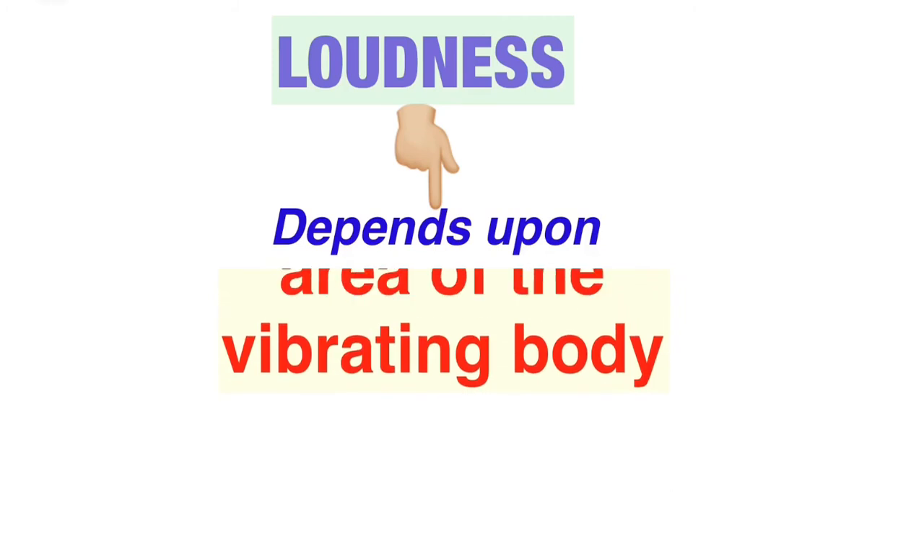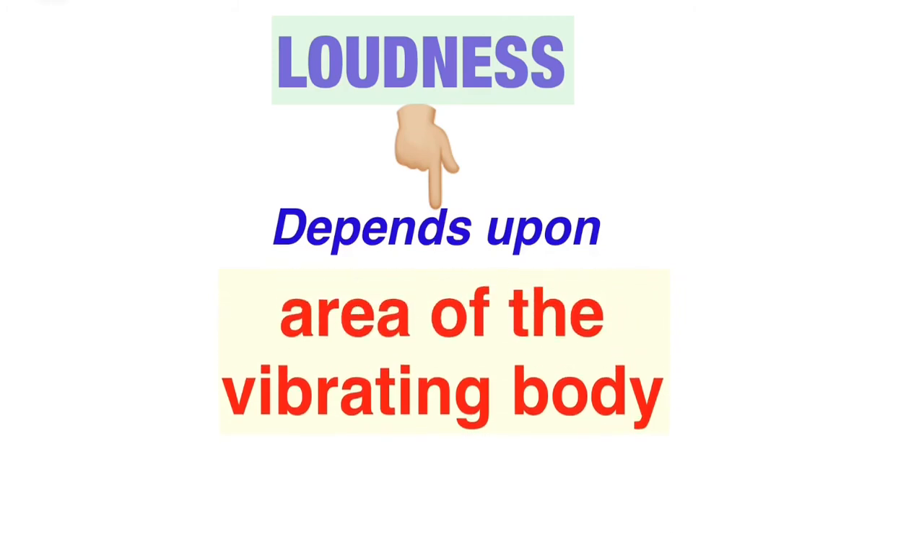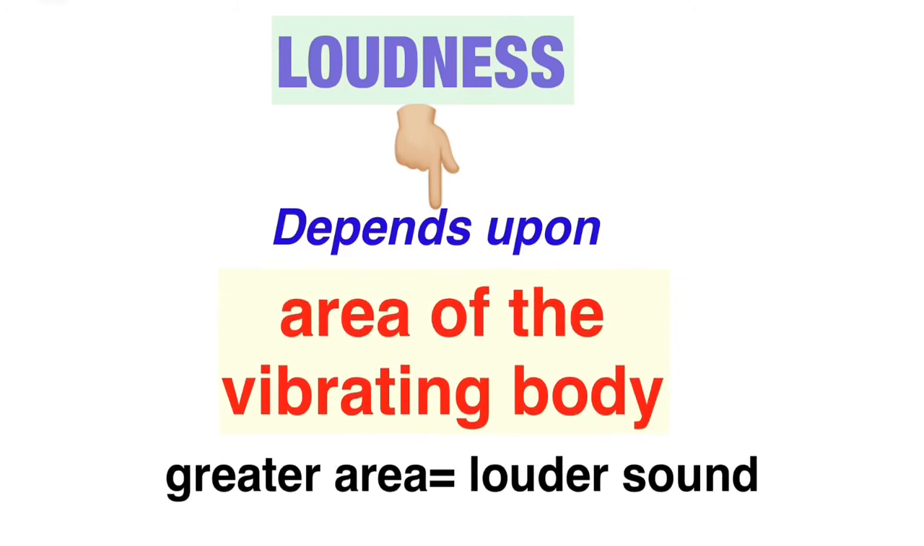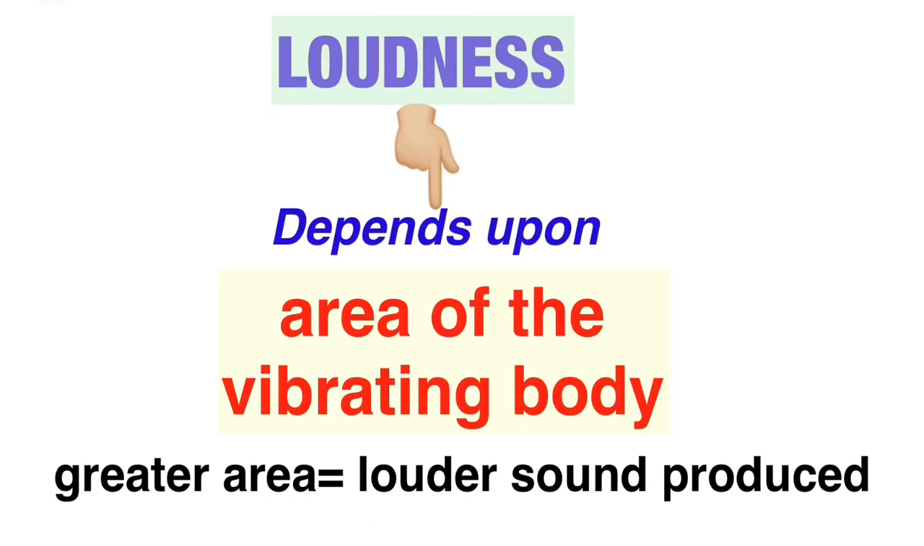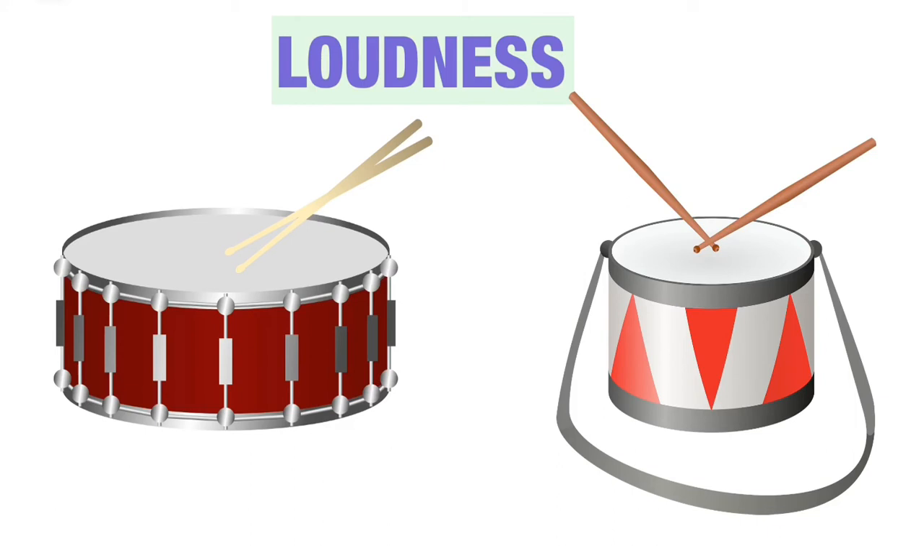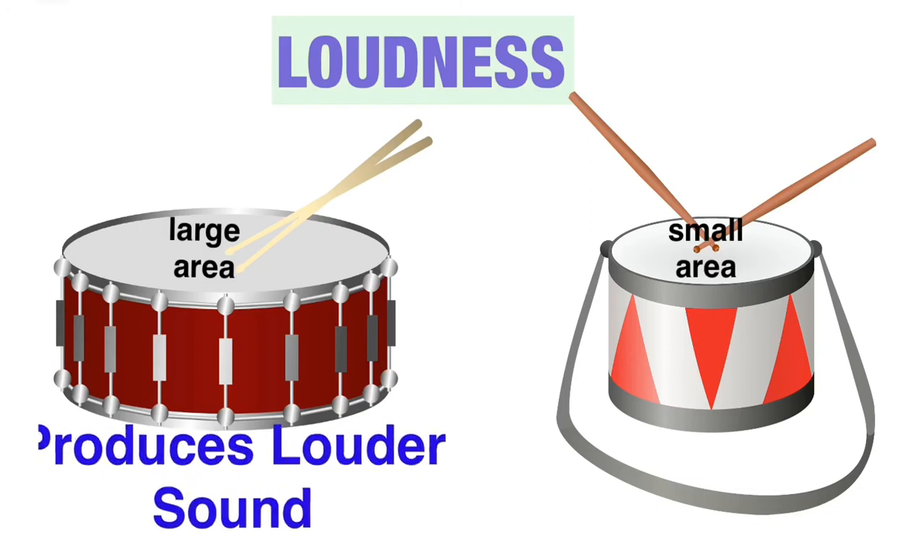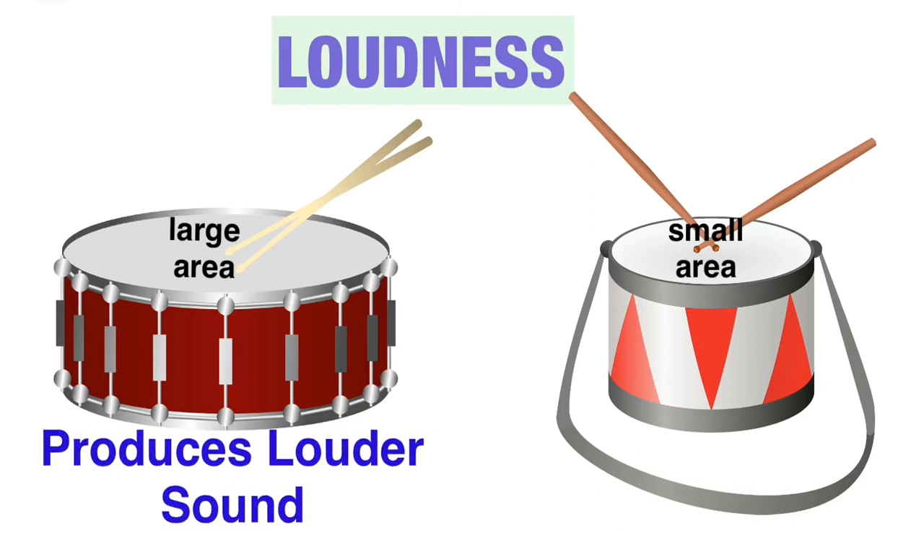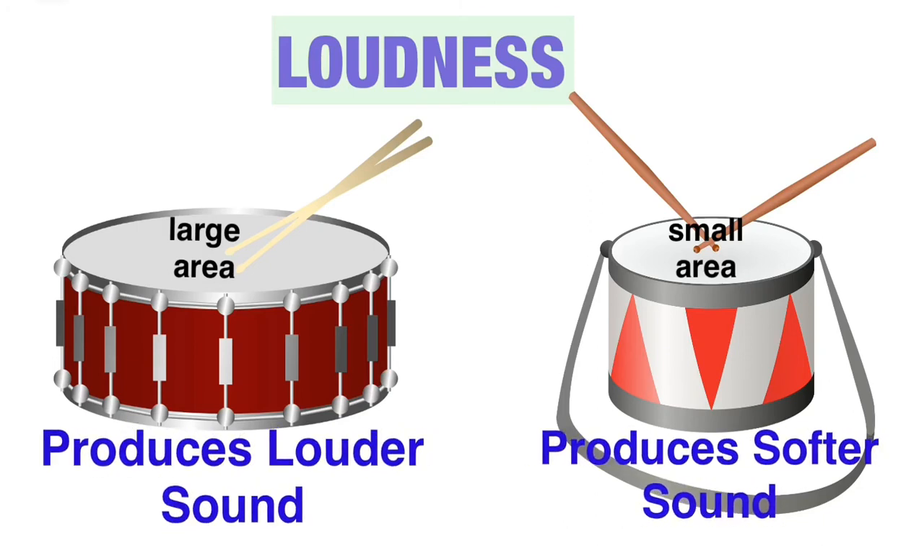The loudness of sound also depends upon the area of the vibrating body. The greater the area of the vibrating body, the louder the sound produced will be. Suppose we have taken these two drums. One is bigger and the other one is smaller. Now if we strike the membrane of both the drums with a stick, the larger drum will produce a louder sound and the smaller drum will produce a softer sound.